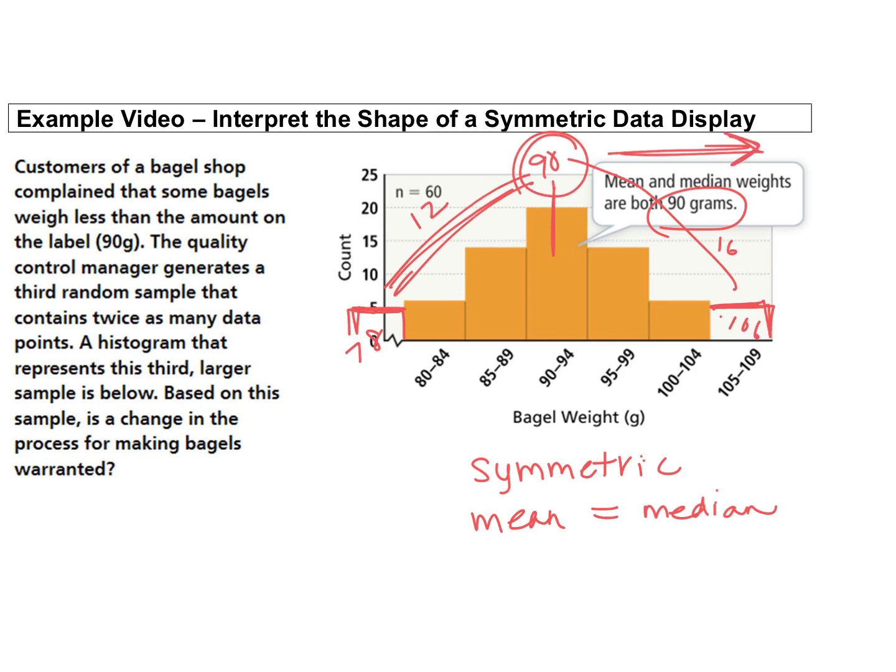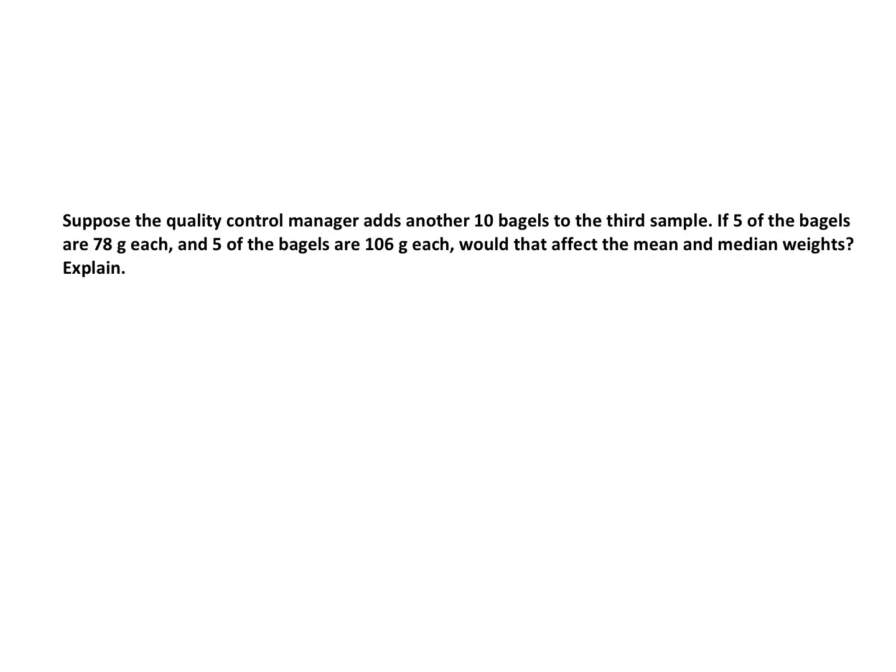So the question was, how would it affect the mean and the median? So the median would not change. It's still the middle value. You're adding 5 bagels on the left, 5 bagels on the right. So the median does not change.